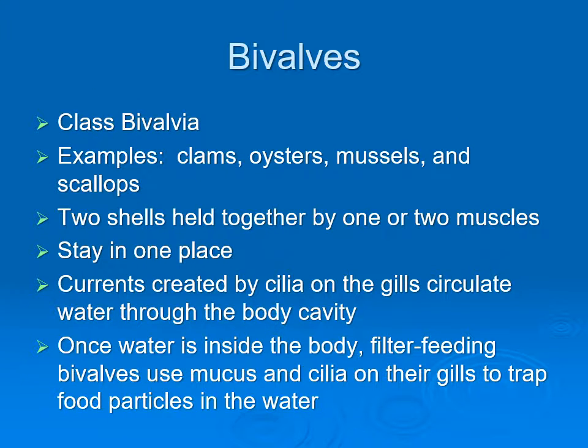Next up are the bivalves. These are clams, oysters, mussels, scallops. They have two shells, hence the prefix bi, two. The two shells are held together by either one or two muscles. They typically stay in one place, and currents created by the cilia on the gills circulate water throughout the body cavity and allow for filter feeding. Once the water's inside the body, filter feeding, they use mucus and cilia in their gills to trap the food particles in the water and then move it to their mouth.